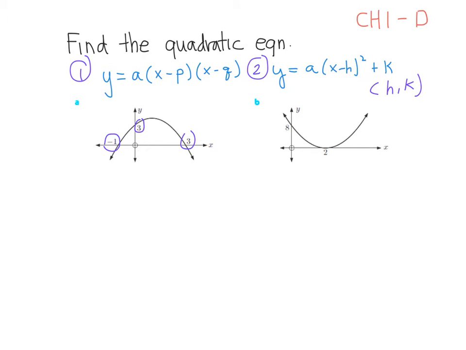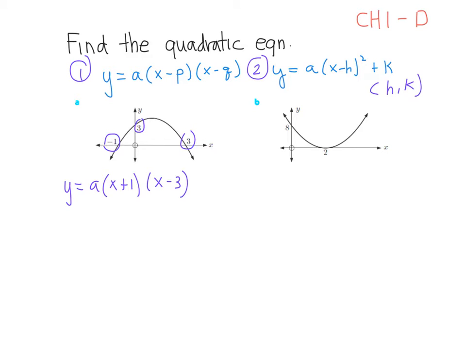So we know it has to be y is equal to a times (x + 1) and (x - 3). Because if I solve this for 0, x plus 1 is equal to 0, x is equal to -1. So think of this as sort of negating your zeros. x plus 1 gives you the answer of -1, x minus 3 gives you the answer of 3.